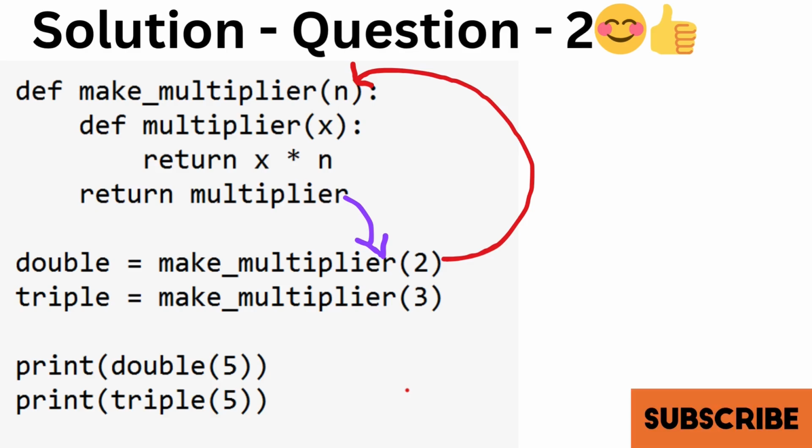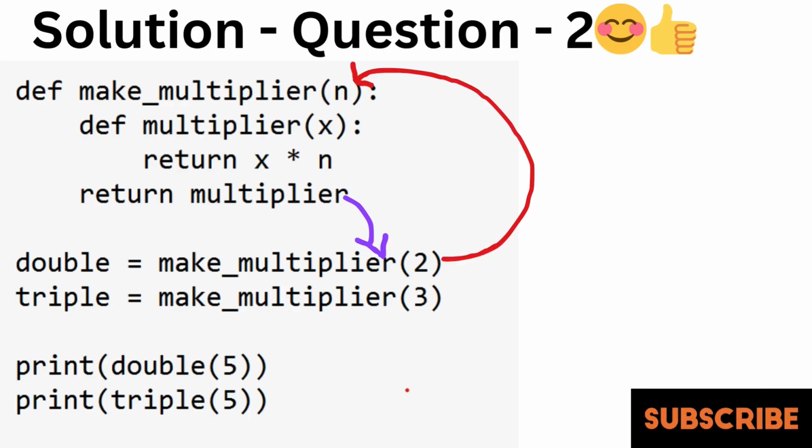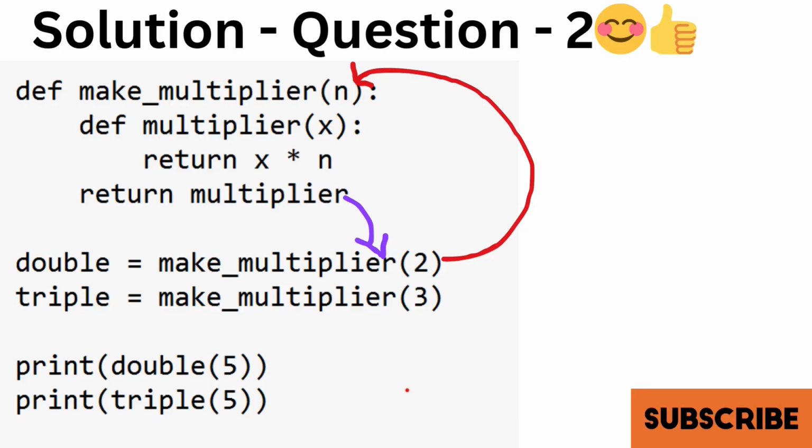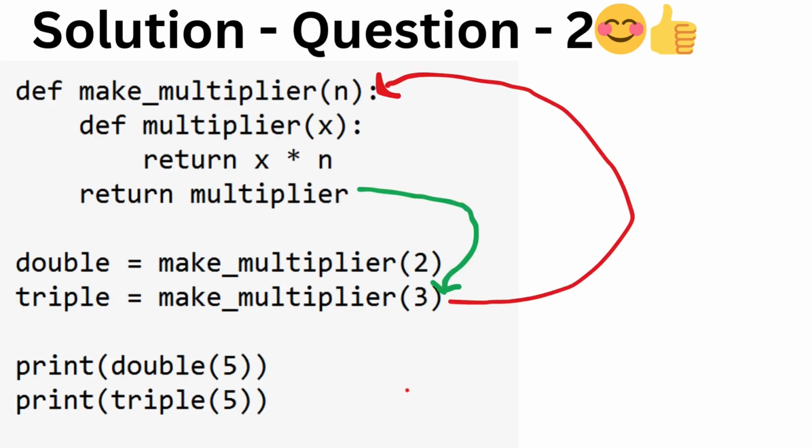So double is equal to, first we are making a function call to that outer function by passing the argument 2 as the n value. So now what happens? After getting through all that process, as we first discussed, double is equal to multiplier with reference to n value as 2. Likewise, triple is equal to, we are calling the outer function by passing the n value as 3. It goes through the function definition and all those processes happen, and now triple is equal to multiplier with reference to n value, that is 3.